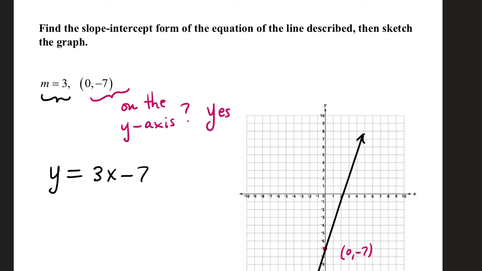Now, since we are given slope and a y-intercept, it makes it very easy to write the equation of the line. It's y equals 3x minus 7. mx plus b.